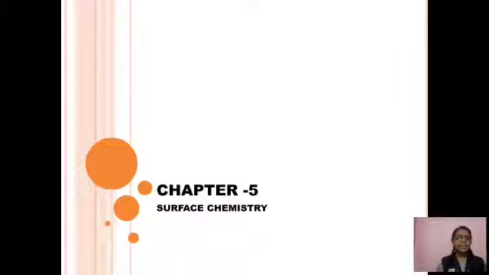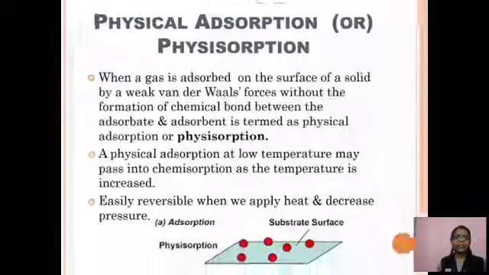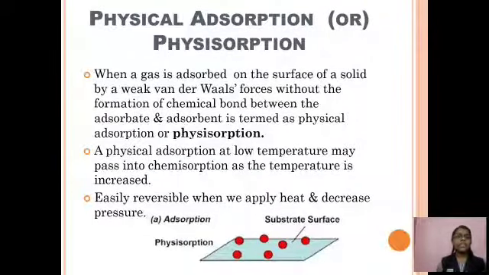So let's go into the lesson and learn about types of adsorption. Adsorption is of two types: physical adsorption or physisorption, and chemical adsorption or chemisorption. We will learn one by one in detail. First, physical adsorption. In physical adsorption, the adsorbate and adsorbent are joined together with the help of weak van der Waals forces. No chemical reaction occurs, and no chemical bonds are formed between them. So this is termed physical adsorption.